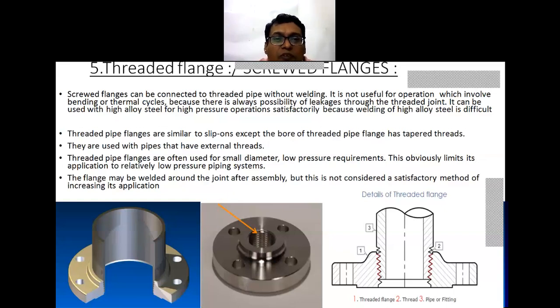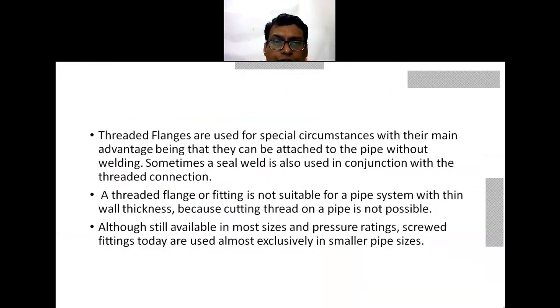The flange may be welded around the joint after assembly, but this is not a considerably satisfactory method of increasing its application. These threaded flanges are used for special circumstances, with their main advantage being that they can be attached to the pipe without welding. That is the special advantage of this. Sometimes a seal weld is also used in conjunction with the threaded connection.